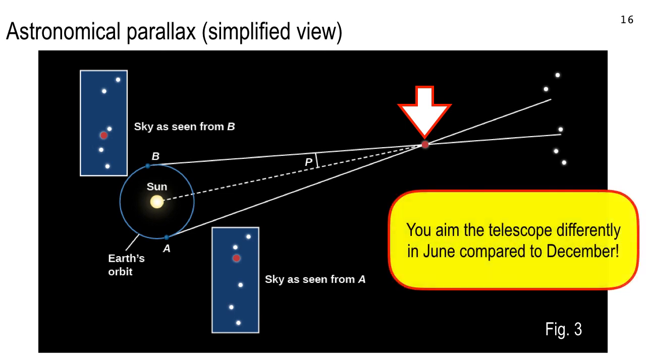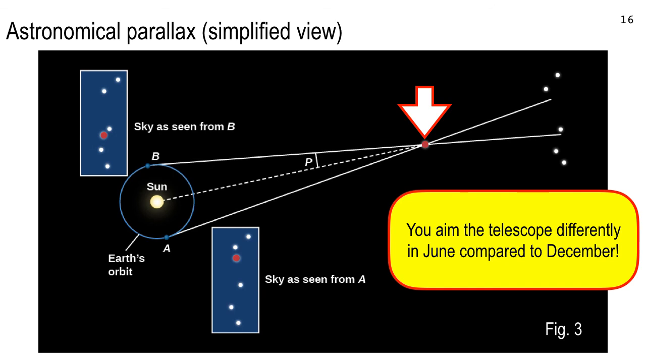All right, so, basically, here's the philosophy. You aim the telescope differently in June and December. To see the same object, you've got to tilt it a little bit to the right. You can think about it this way: to cover up the same object, you actually have to move your arm a few degrees left or right. Close one eye, open up the other eye. You've got to change where your arm is.